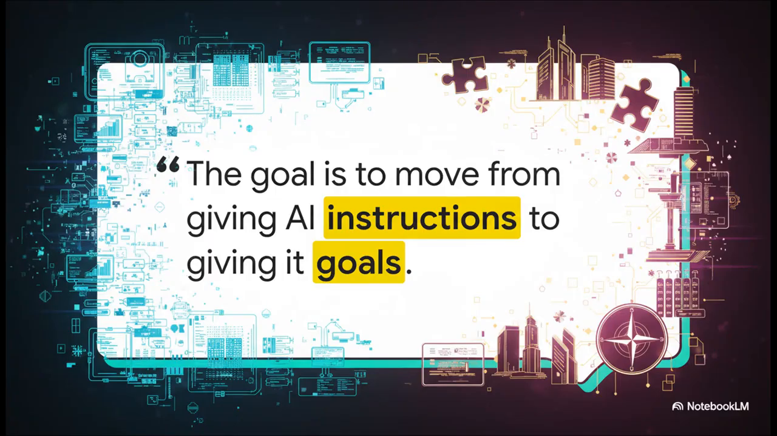And this quote right here, it just nails the whole philosophy. The goal is to move from giving AI instructions to giving it goals. Think about that. We're shifting away from micromanaging the process, from telling the AI every little thing it needs to do. Instead, we just define the end state, the outcome we want, and we let the agent figure out the how. I mean, that's not just an update, that's a fundamental shift in how we're going to build things.